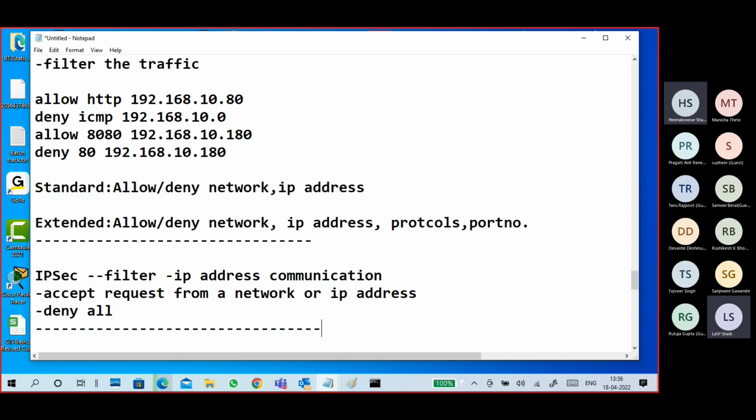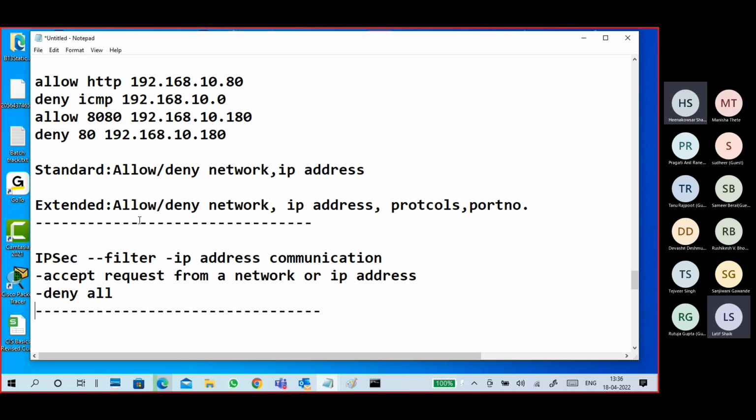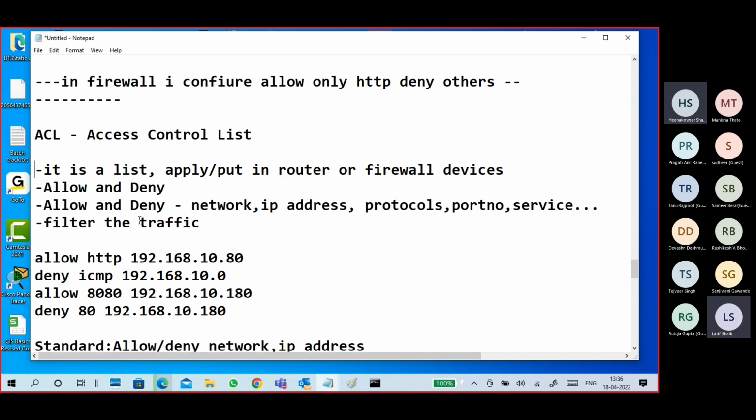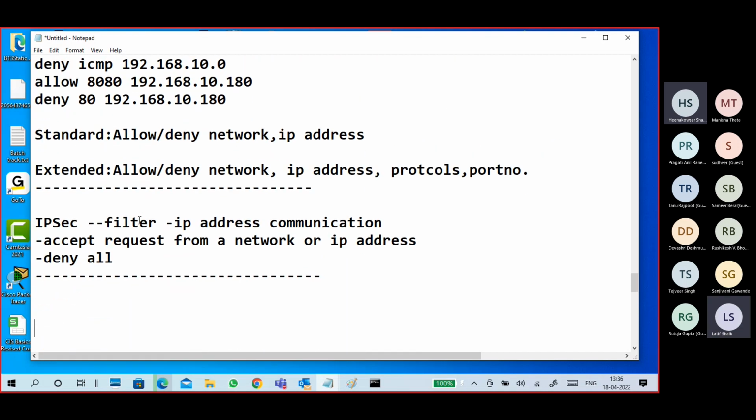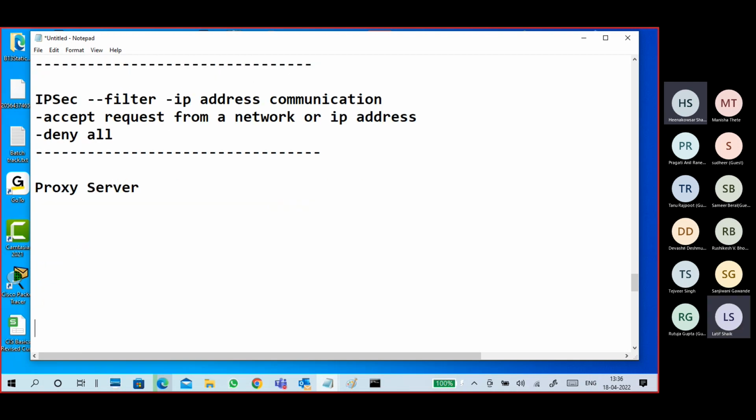Who is able to access? Which type of network is able to access? Which protocol can we allow to access? This is your ACL, IPSec, firewall, proxy server. So what is this proxy server?